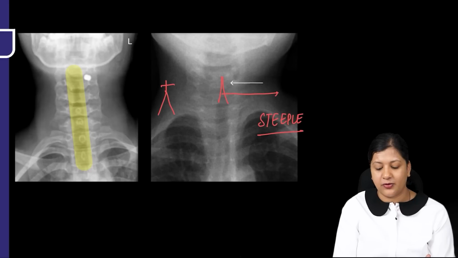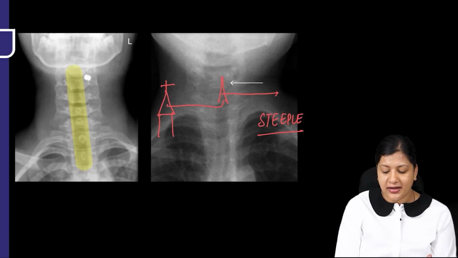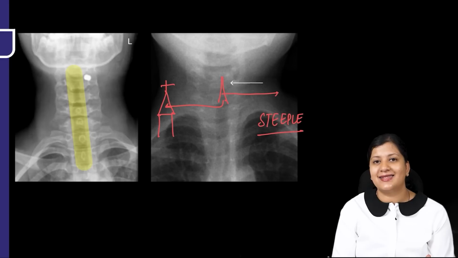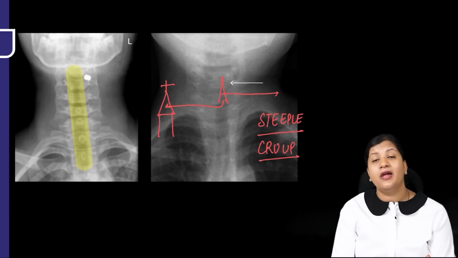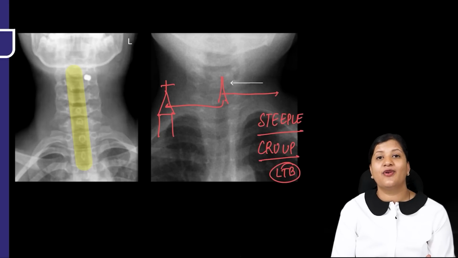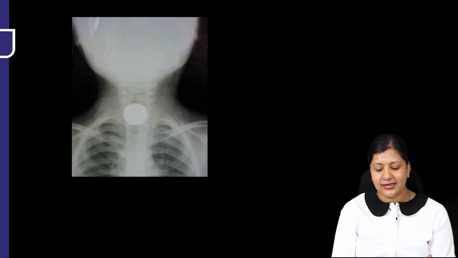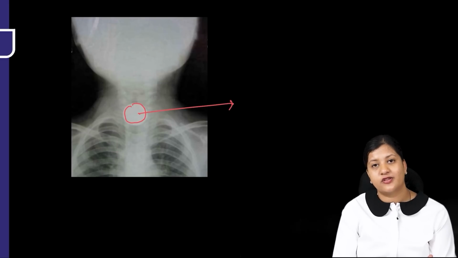So we have the steeple of the church, right? So narrowing of the subglottis resembling the steeple of the church, we call it as steeple sign, and steeple sign is seen in croup. And what is croup? Laryngotracheobronchitis is called as croup. So laryngotracheobronchitis is called as croup, and this sign is called as steeple sign. Now let us see this image. You are able to see there is a radio opaque shadow in the neck and it appears circular or spherical.